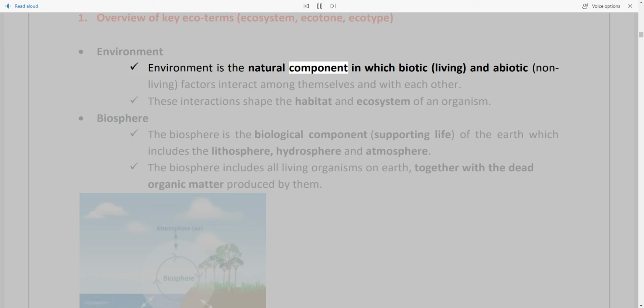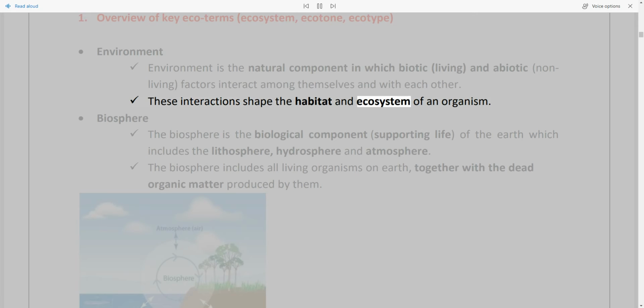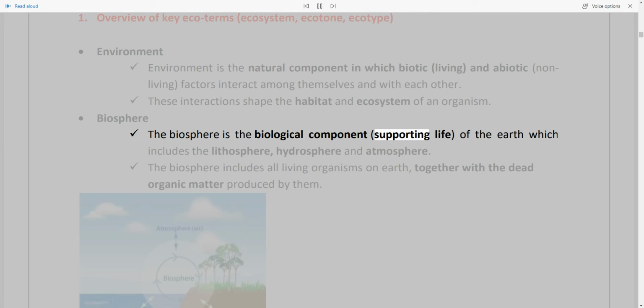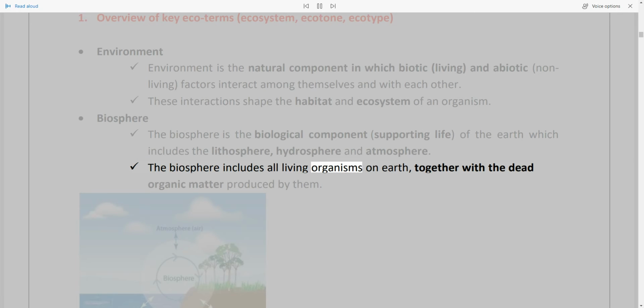Environment is the natural component in which biotic, living, and abiotic, non-living, factors interact among themselves and with each other. These interactions shape the habitat and ecosystem of an organism. Biosphere: the biosphere is the biological component, supporting life, of the Earth, which includes the lithosphere, hydrosphere, and atmosphere. The biosphere includes all living organisms on Earth, together with the dead organic matter produced by them.